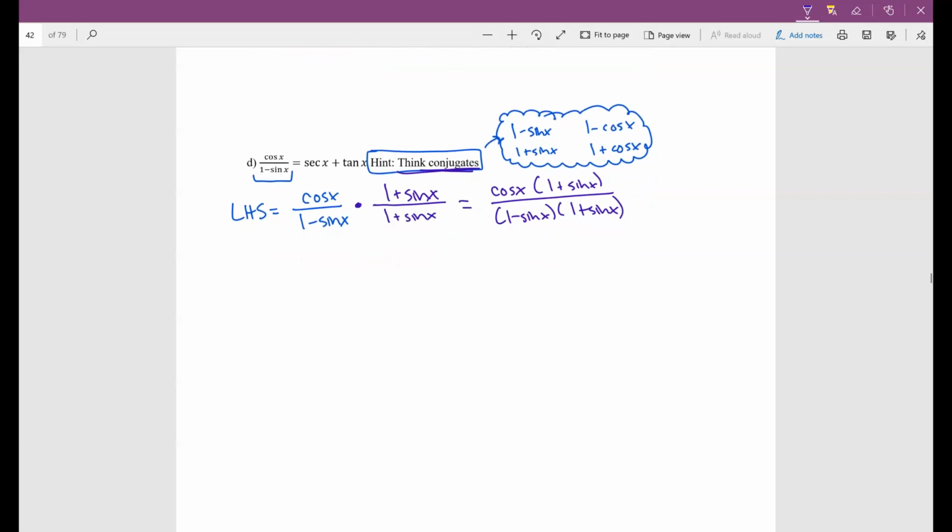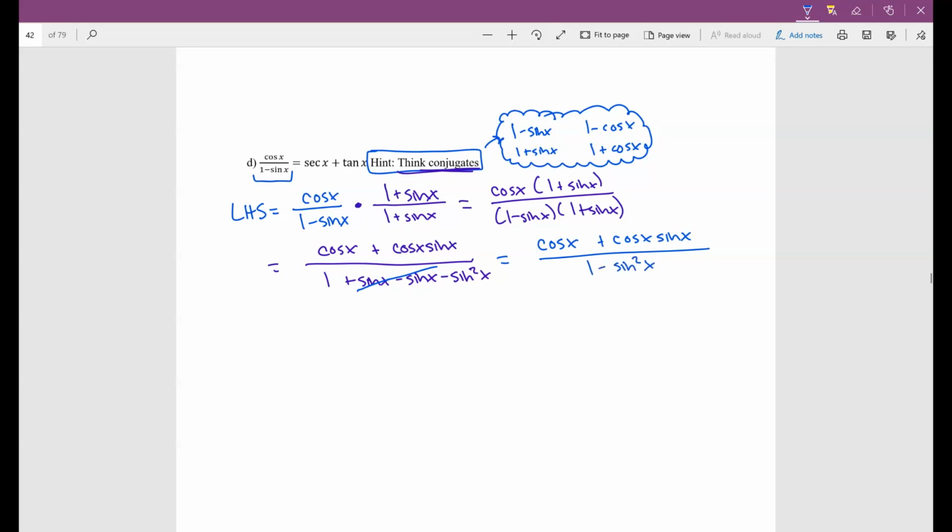All right, so let's go ahead and FOIL everything out. On the top, I'm going to have cosine x plus cosine x sine x. On the bottom, you're going to have 1, and when I distribute that out, plus sine x minus sine x minus sine squared x. Notice that on the bottom, this middle guy is going to go away. So we're left with cosine x plus cosine x sine x divided by 1 minus sine squared x.